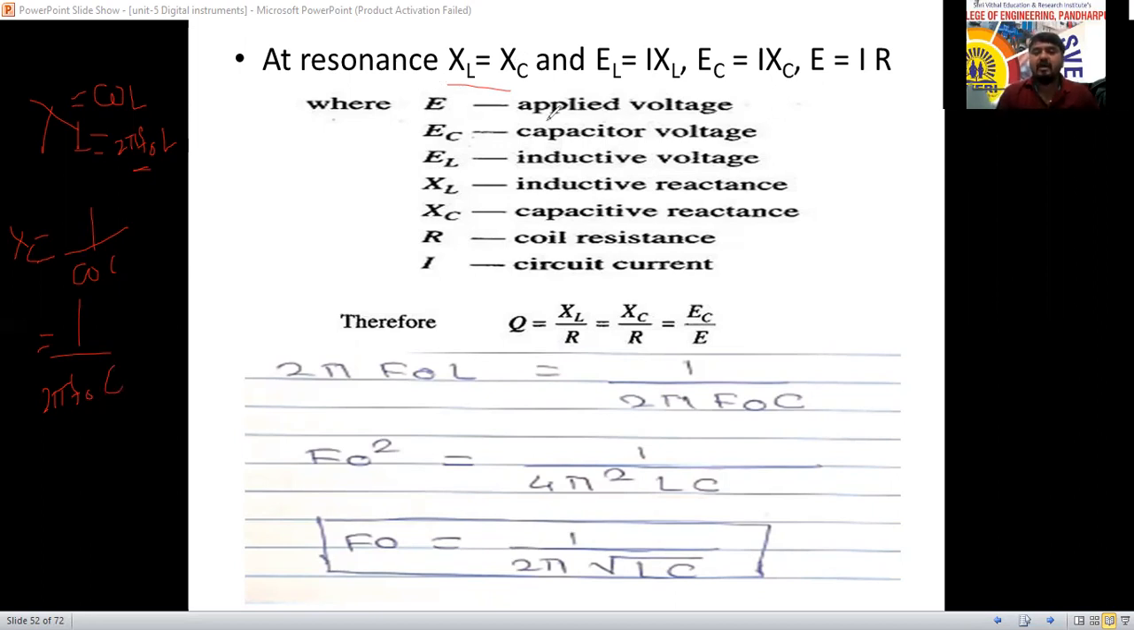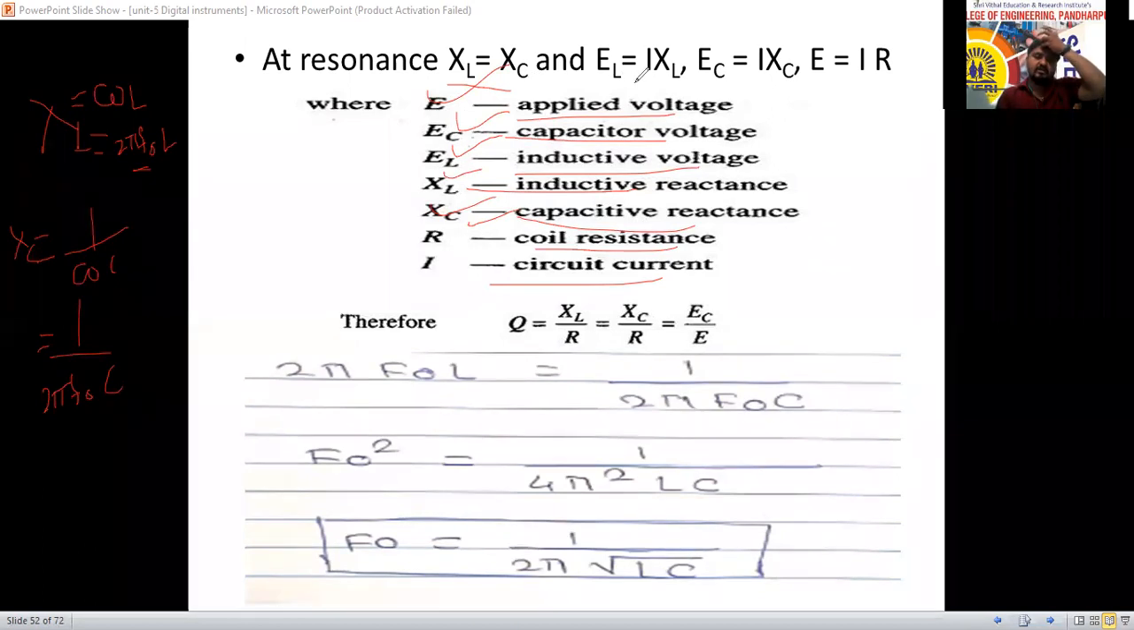E is nothing but the applied voltage. EC is the voltage across the capacitor. EL is the voltage across the inductor. XL is the inductive reactance. XC is the capacitive reactance. R is the coil resistance. I is the current flowing through the circuit.